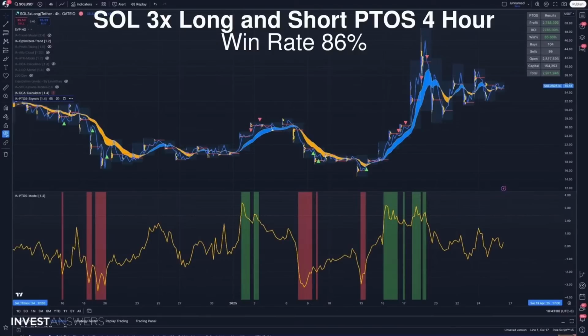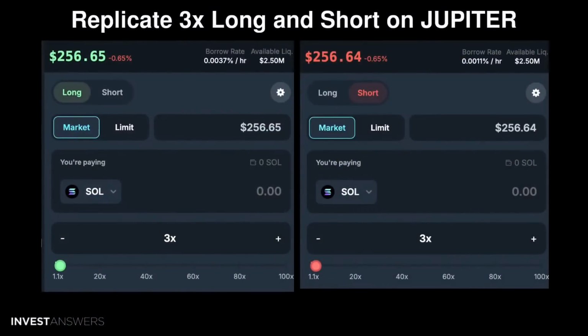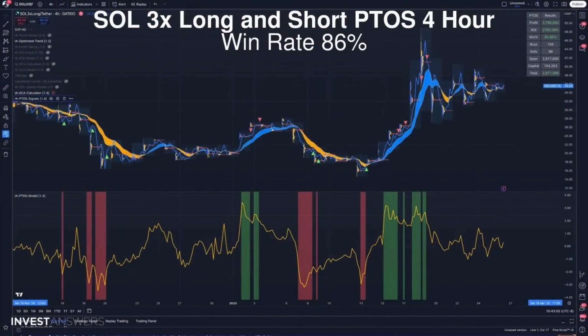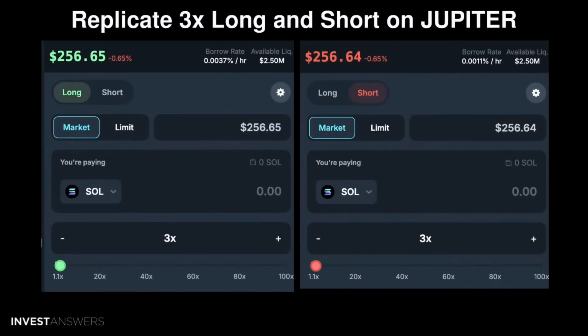So what I do, personally, I replicate it using 3x or 3.3x or 5x, whatever you want, long and short on Jupiter. But I use the chart as the signal, okay, with the assets, which is basically Sol 3x long on Gate.io and Sol 3x short on Gate.io as well. But I do not use Gate.io to trade. I use Jupiter to trade it. And you go long and short, put in your leverage ratio 3x, and then you're good to go. That's the best way. And we have people in the community that have mastered this and are killing it.